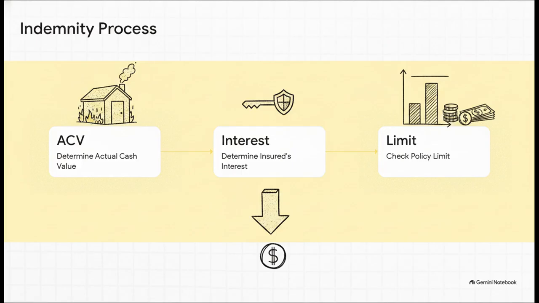The golden rule for the adjuster is to compare these 3 numbers and always pay the lowest amount. Let's say a store's shed burns down. The actual cash value is $1,200. The owner has 100% interest, so that's also $1,200. But the policy limit is only $1,000. Because the adjuster has to pay the least of these 3 figures, the final payout is capped at exactly $1,000.